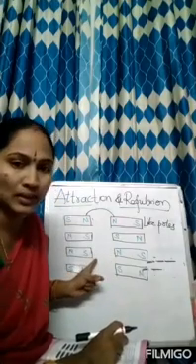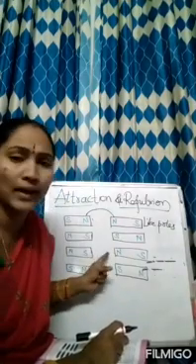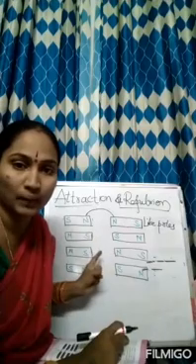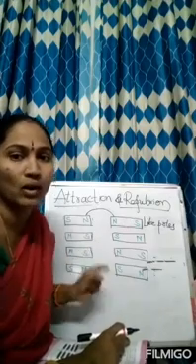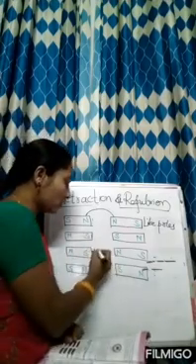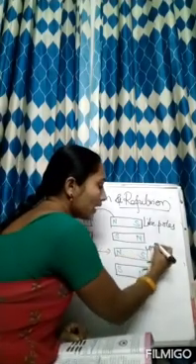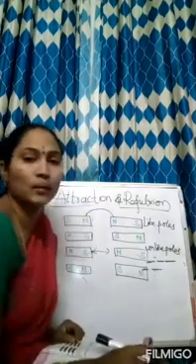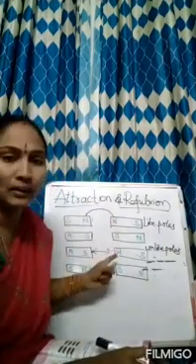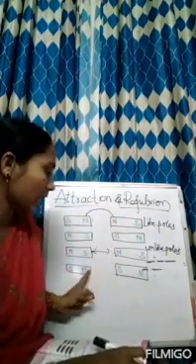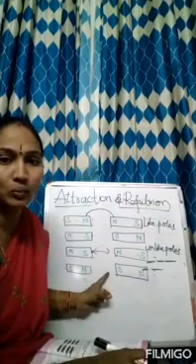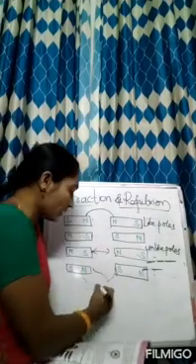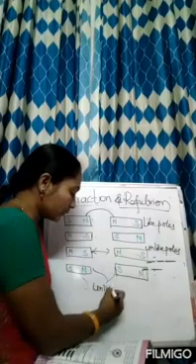Now coming to the next, South Pole and North Pole. They are not same, they are different, so they are called unlike poles. This is very important, like poles and unlike poles. In the same way, North Pole and South Pole, these two are also called unlike poles.